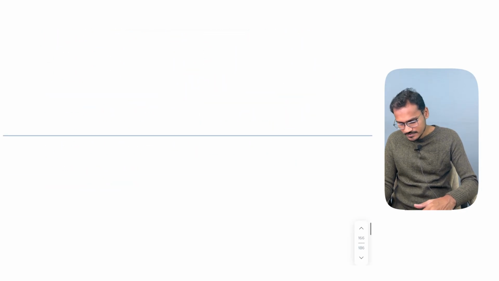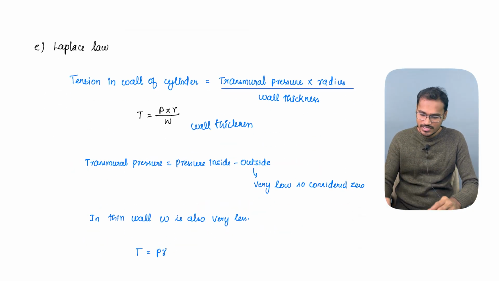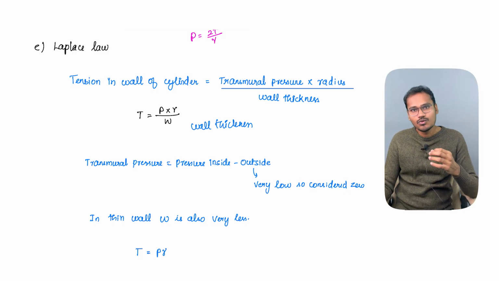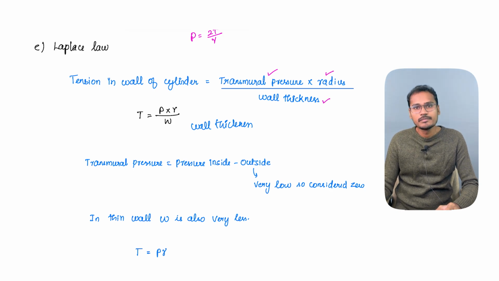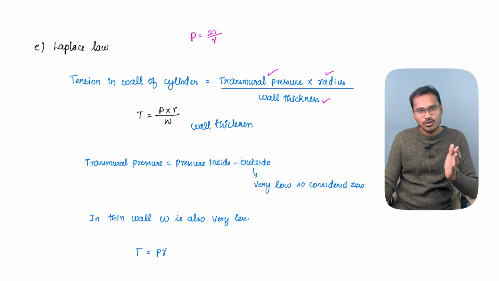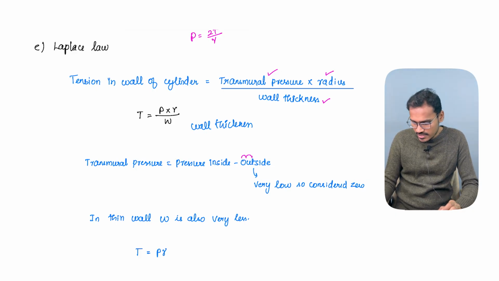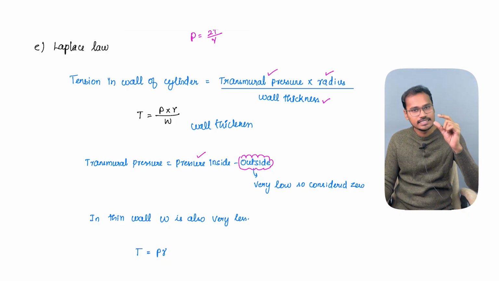Next, coming to the Laplace law. This is one of the famous laws. Most of you must know this formula, that is pressure is equal to 2T by R. So the original formula is the tension in the wall of a cylinder is nothing but transmural pressure times radius upon wall thickness. The transmural pressure is pressure inside minus outside. Generally the pressure outside is considered almost nil. So the transmural pressure we can just say is the pressure inside the wall.